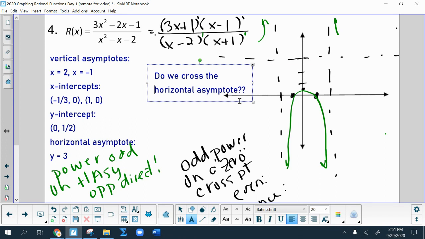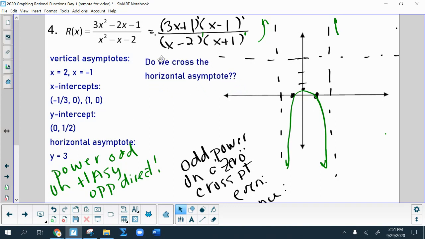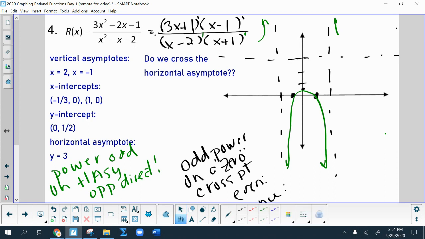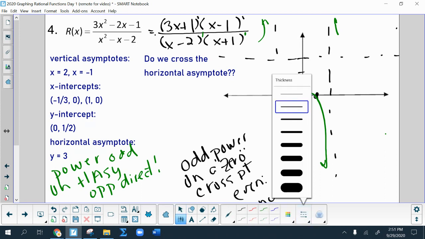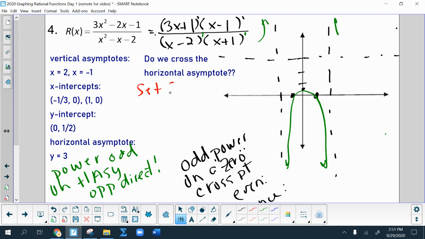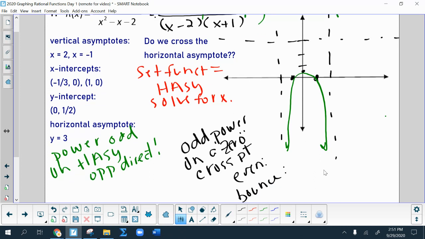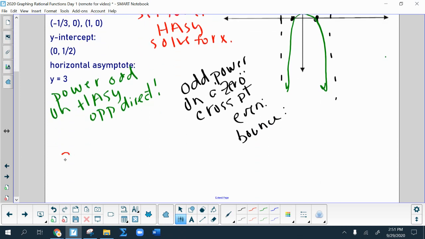The way we figure out if we cross the horizontal asymptote, let me move this up a little bit, is we set the function equal to the horizontal asymptote and solve for x. If we get an answer, we cross it. If we get nothing, then we don't cross it. Seems easy enough, I hope. So I'm going to do that down here.